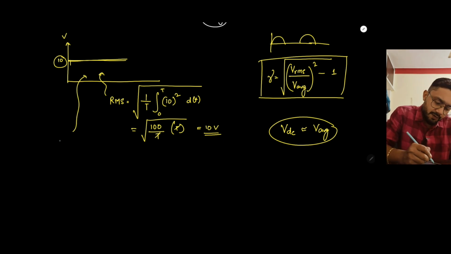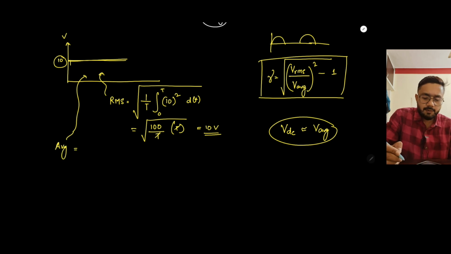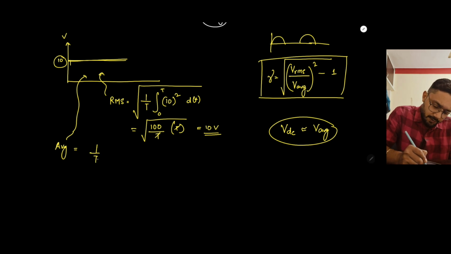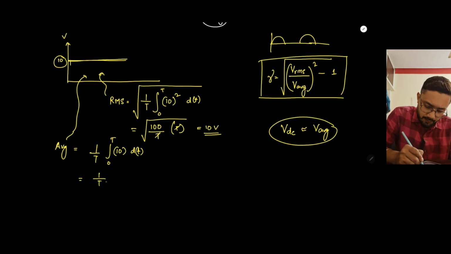So what will be the average value of the voltage? The average value will be 1 by time period, integral from 0 to T of V dt. So it will be 10 volt.